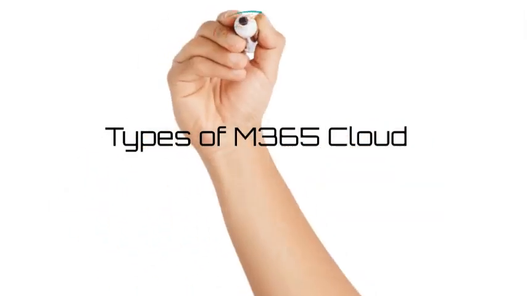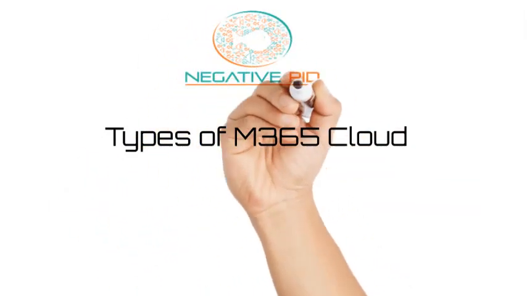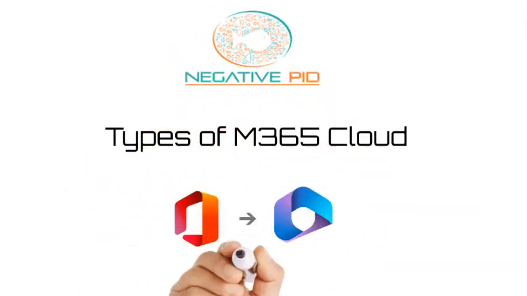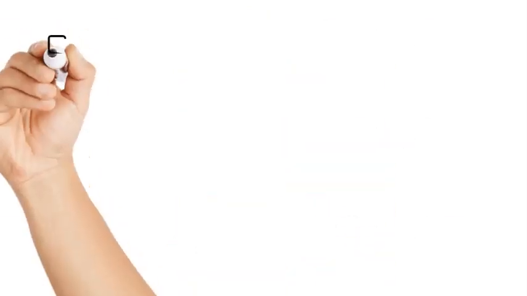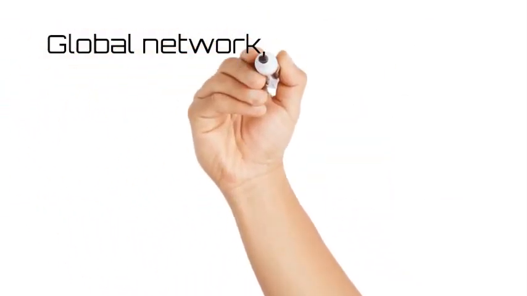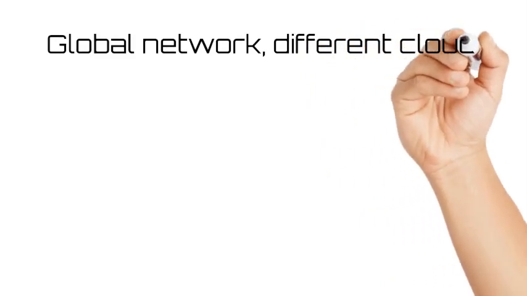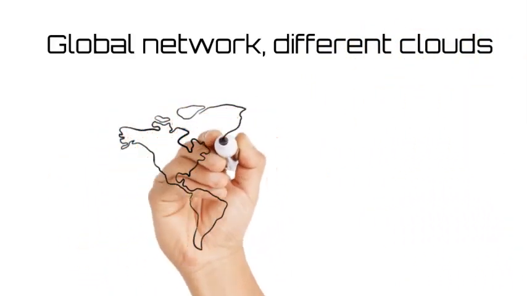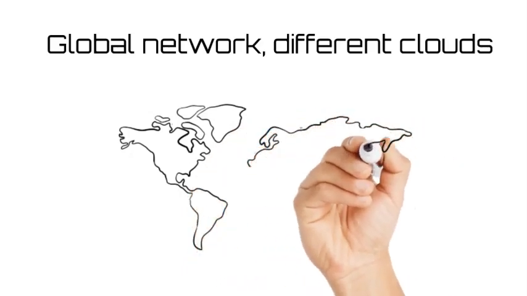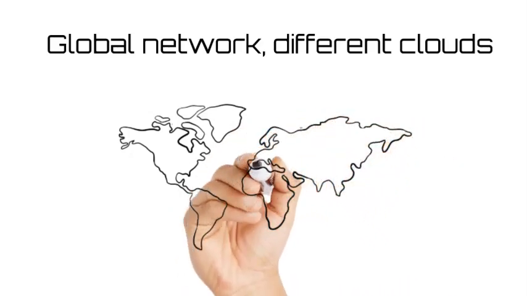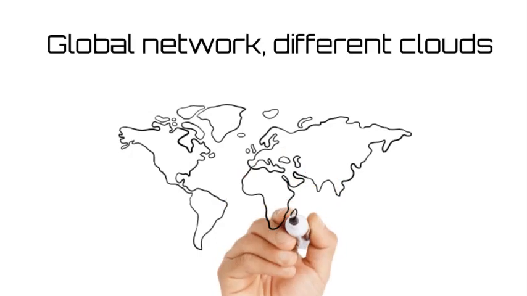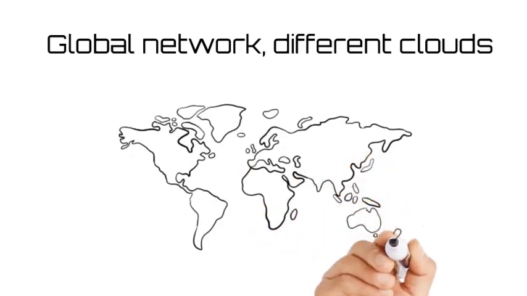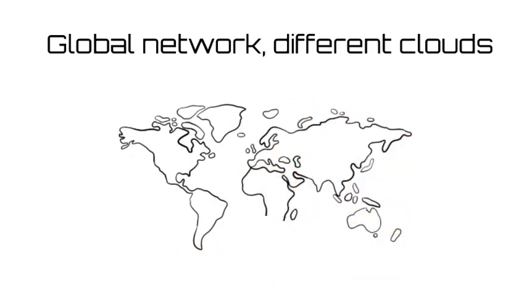Hi. Today, we will talk about the different types of clouds supporting Microsoft 365. We have mentioned earlier that the Microsoft Cloud is global. However, not all M365 users connect to the same cloud. The most common cloud environment is the worldwide commercial cloud. This global infrastructure is run by Microsoft and serves customers all over the world, except for China.